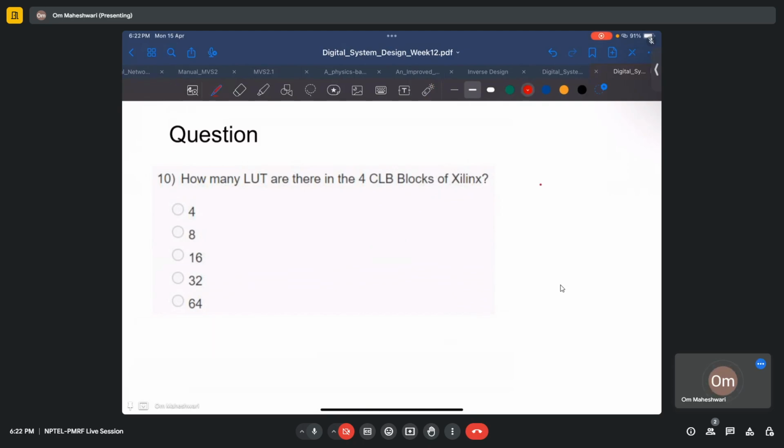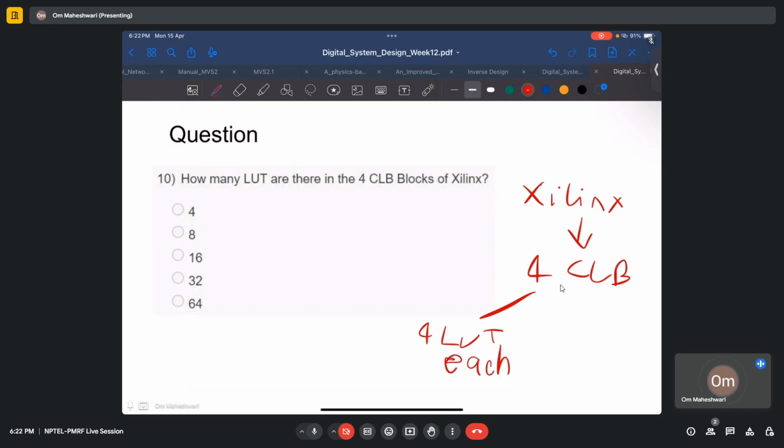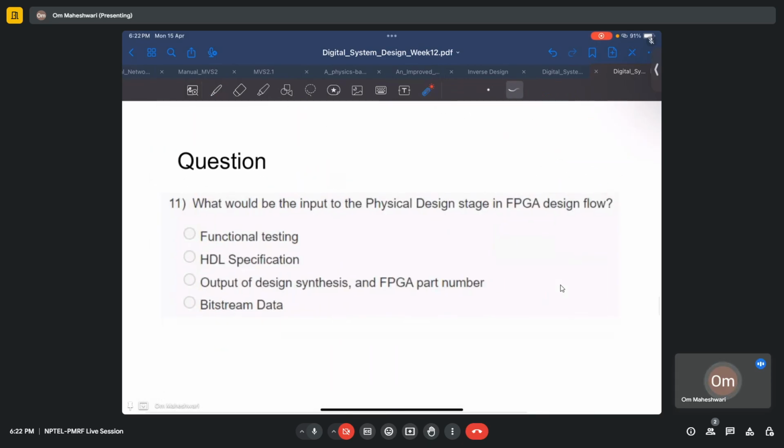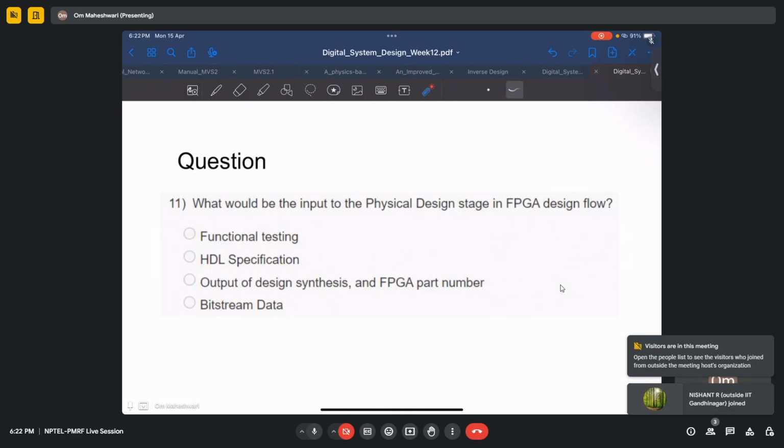So if you remember, Xilinx has four CLBs and each CLB has four LUTs each. So in total, we have 4 into 4, 16 LUTs. What would be the input to the physical design stage in FPGA design flow?